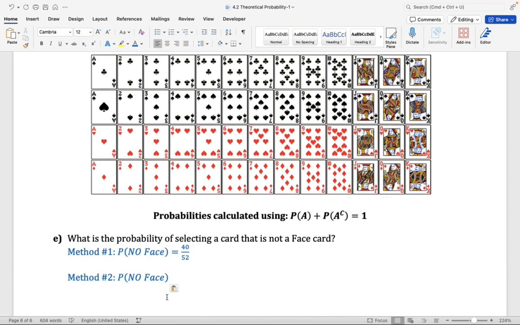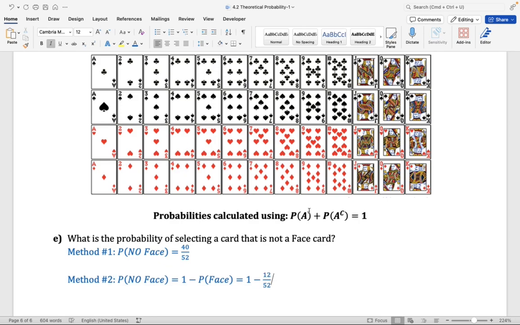Now, on method number 2, we're going to consider using the complement rule. We're going to say the probability of selecting a card that does not have a face is equal to 1 minus the probability of selecting a face card. We already know what the probability of selecting a face card is. We computed this probability earlier. So it's going to be easy for us to say, let's take 1 minus the probability of selecting a face card, which is equal to 12 divided by 52.